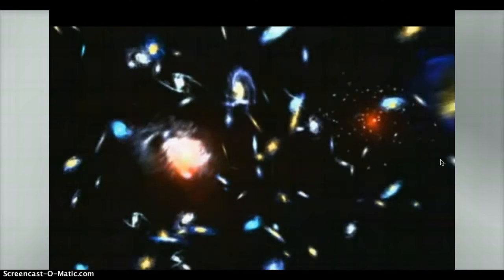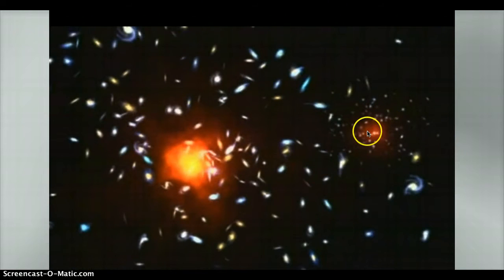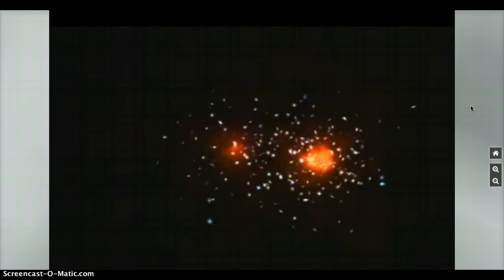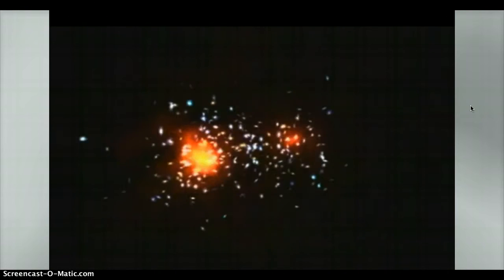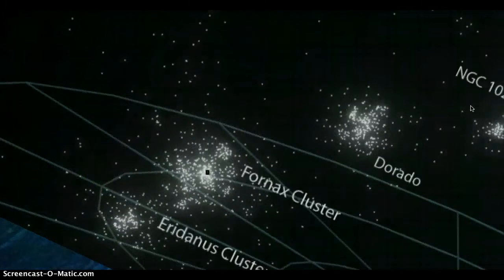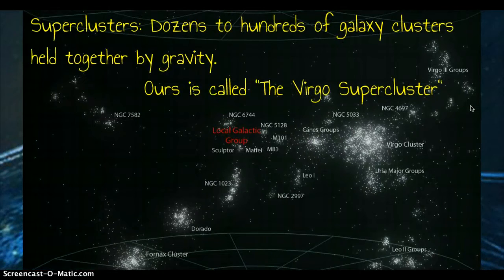Well, we have one cluster of galaxies, as you can see in the upper right here, or the center right, and another cluster of galaxies over here on the left. And eventually these two clusters of galaxies are going to merge together and become an even larger structure. And so we have these superclusters. But are superclusters it? Is there nothing larger than a supercluster?